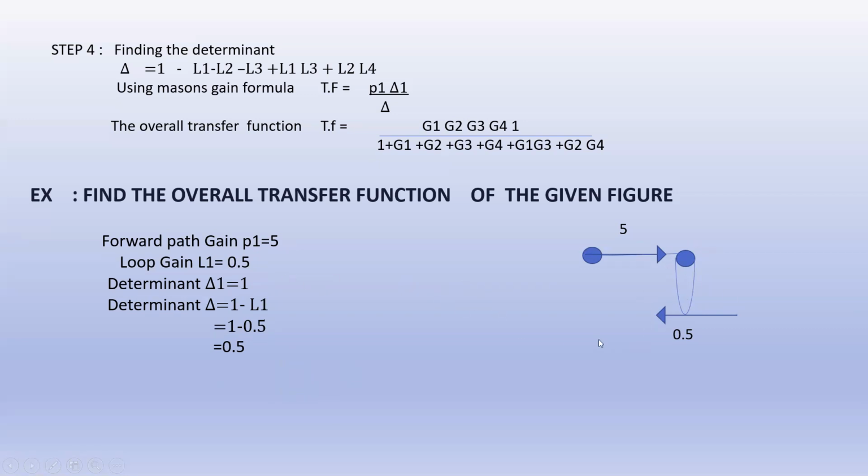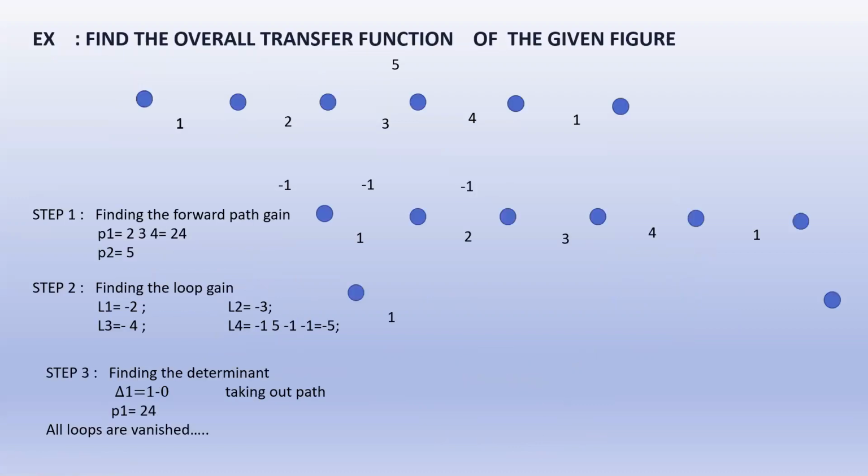Now we can use Mason's gain formula, that is P1 del 1 plus P2 del 2 and so on, divided by delta, the overall determinant of the signal flow graph. If we use that, the transfer function x2 by x1 is nothing but 5 over 0.5, that is 10. How do we get this? P1 del 1 by delta. We have P1 equal to 5 and del 1 equal to 1. So 5 into 1 by delta, which is 0.5. We have 5 by 0.5, that is 10 over here. So this is how we can solve signal flow graph problems.